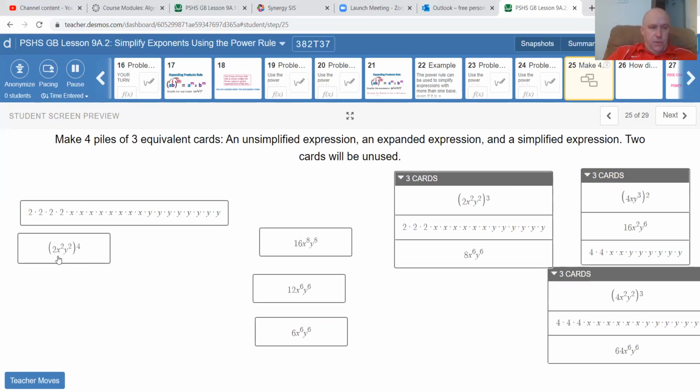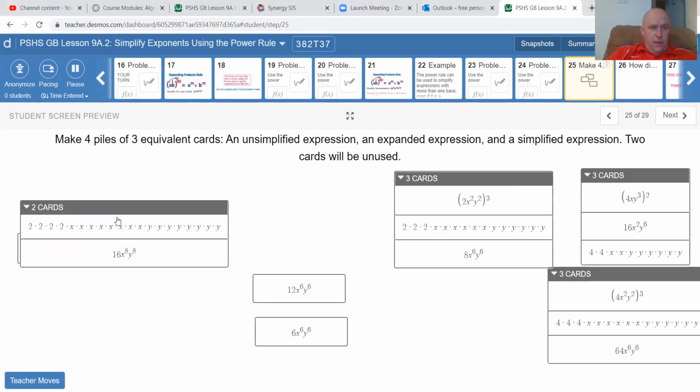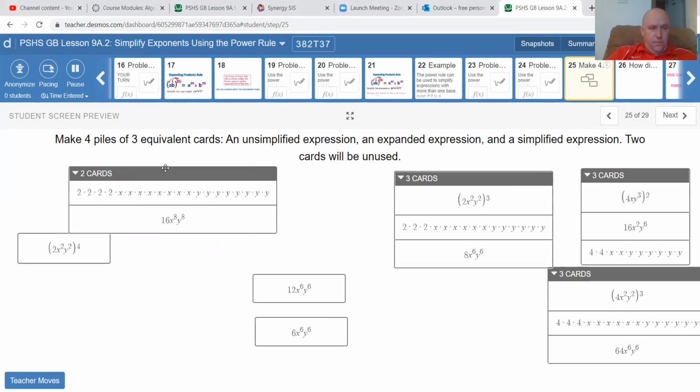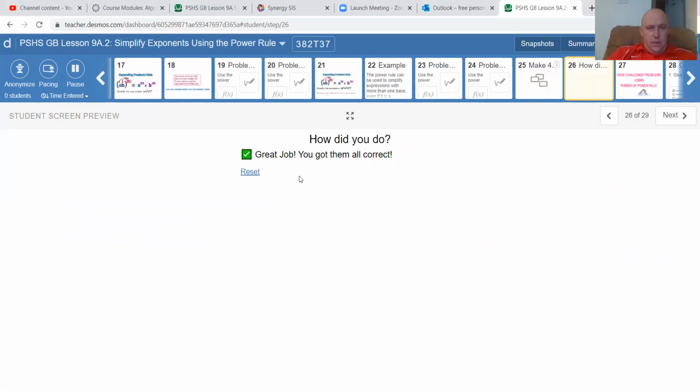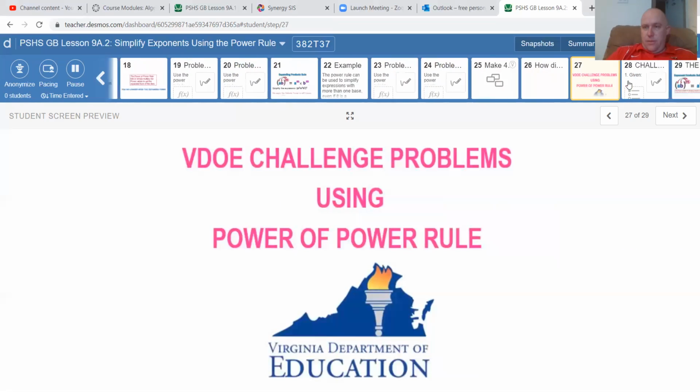Oh, there's 2 left from this one. That's right. 2 to the power of 4 is 16. 2 times 4 is 8. 2 times 4 is 8. So there we go. Those ones all go together. Oops. And those are my 2 left over. And that looks pretty good.